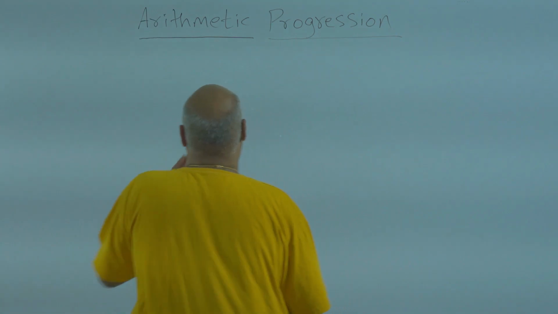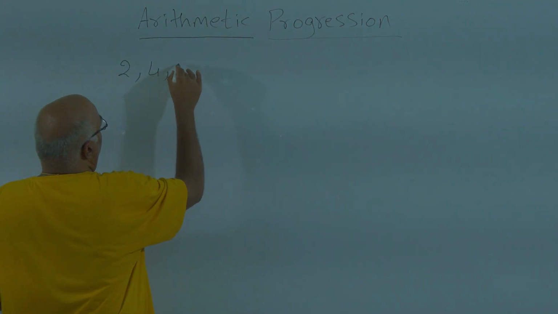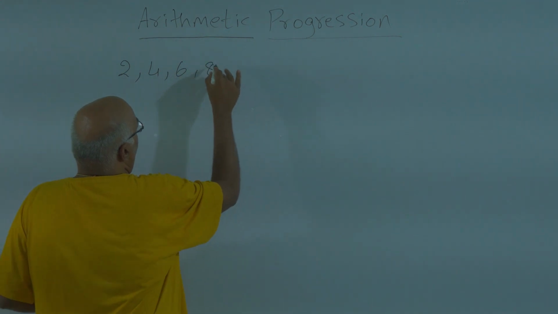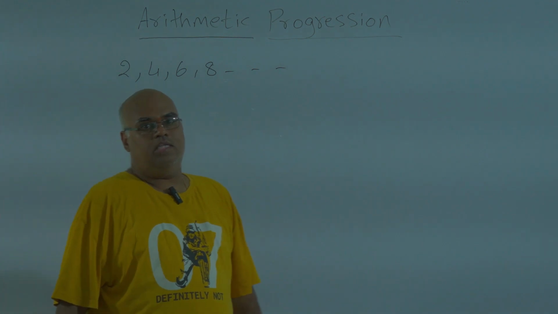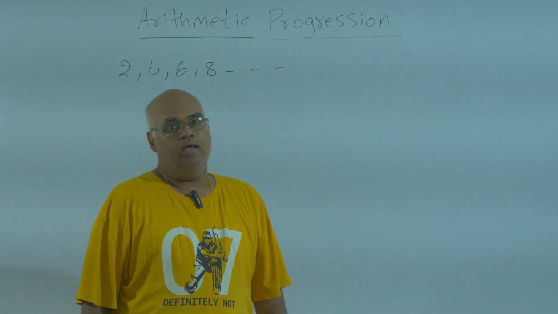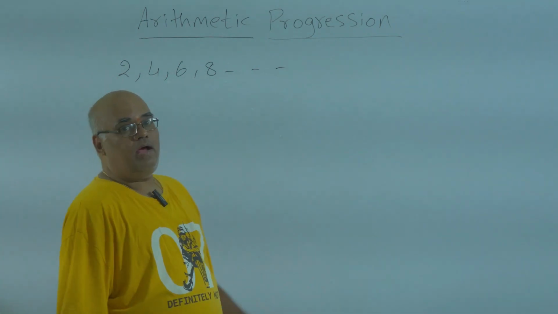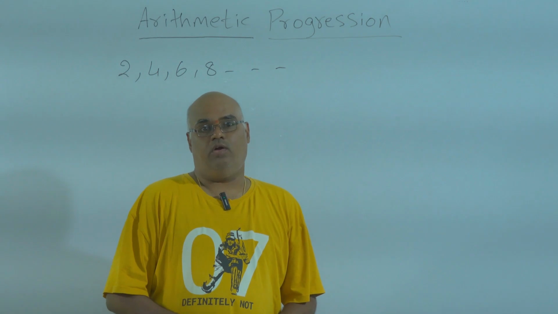For example, I will take an example, say 2, 4, 6, 8 and so on. If you see this collection of numbers, these are all even numbers. In this collection, the numbers are arranged in a particular order. That is, they are arranged in ascending order.